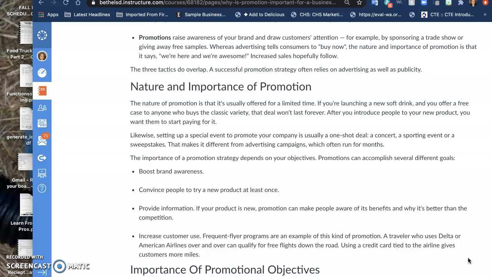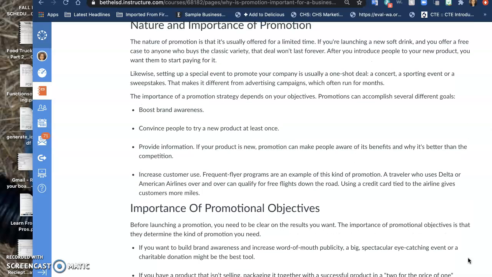Nature and importance of promotion. The nature of promotion is that it's usually offered for a limited time. If you're launching a new soft drink, you offer a free case to anyone who buys the classic variety. That deal won't last forever. After you introduce people to your new product, you want them to stay paying for it. Likewise, setting up a special event to promote your company is usually a one-shot deal, a concert, a sporting event, or a sweepstakes, which makes it different from advertising campaigns. And it often runs for months.